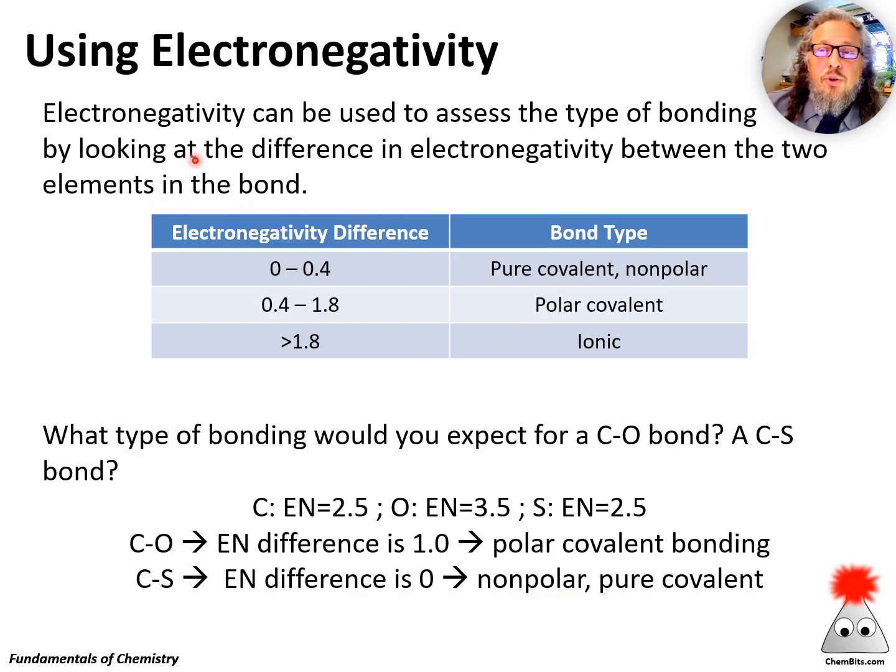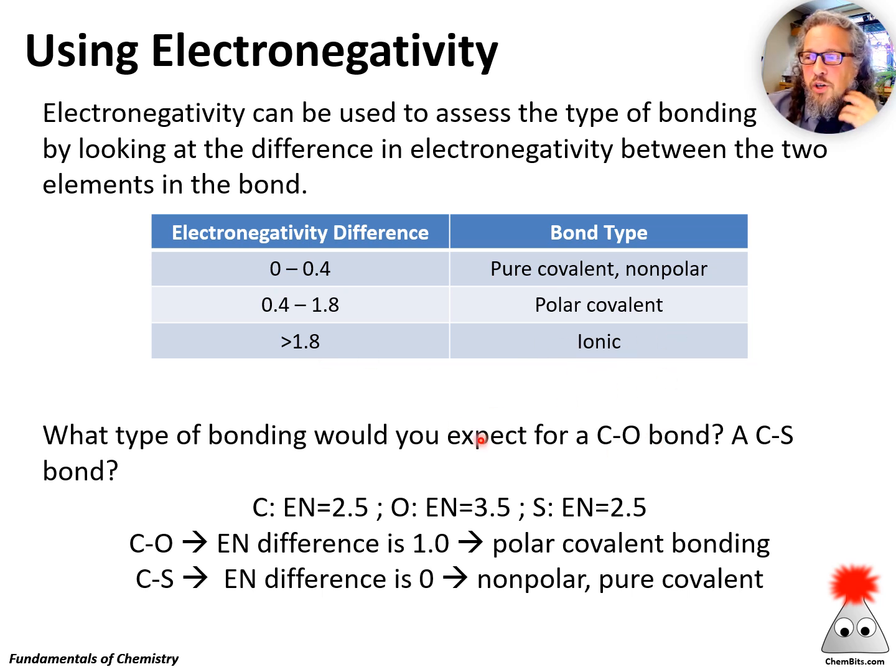That means we can use electronegativity as a way to assess the type of bonding we're working with. Remember, electronegativity is how strongly they attract electrons. If there's no difference, or a very small difference, 0 to 0.4, those are our pure covalent, or at least nonpolar bonds in general. If the difference in electronegativity is 0.4 to 1.8, those are the polar covalent bonds that we just talked about. And if the electronegativity difference is greater than 1.8, those are the things that tend to just transfer the electron completely and form ionic compounds.